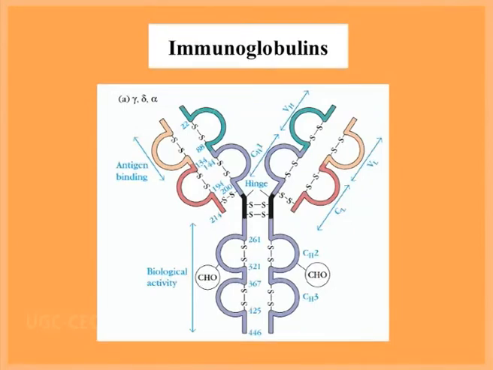Now, each light chain is joined to each heavy chain by an interchain disulfide linkage, and the 2 heavy chains are joined together by interchain disulfide linkages. Thus, 4 polypeptides remain together, and this molecule, when present on the B cell surface, is called a membrane bound immunoglobulin molecule or B cell receptor.